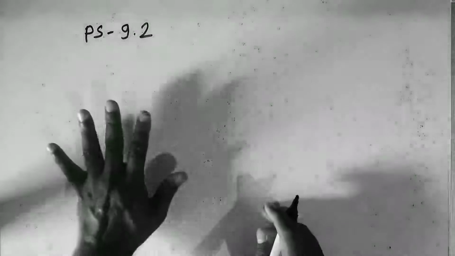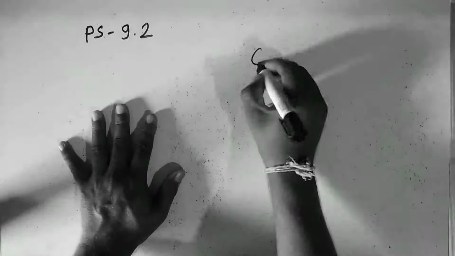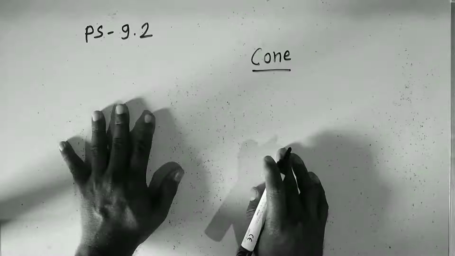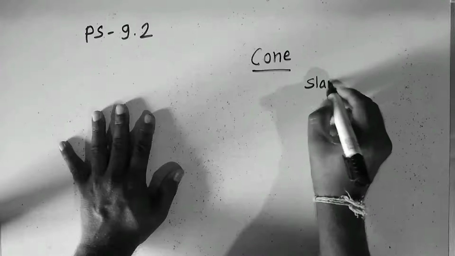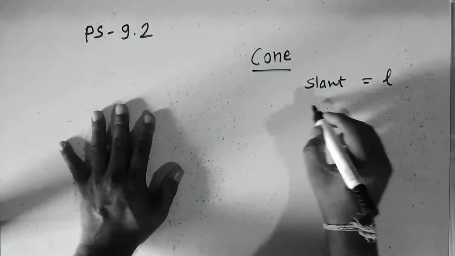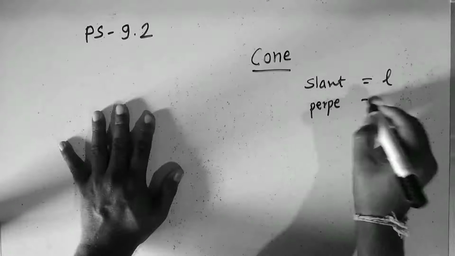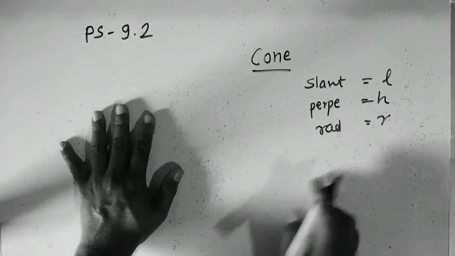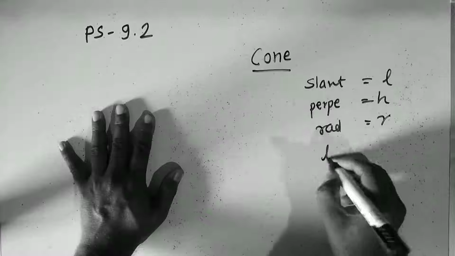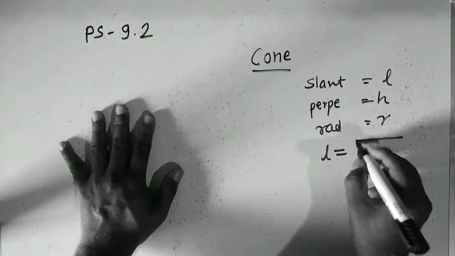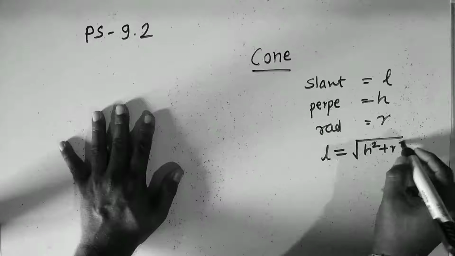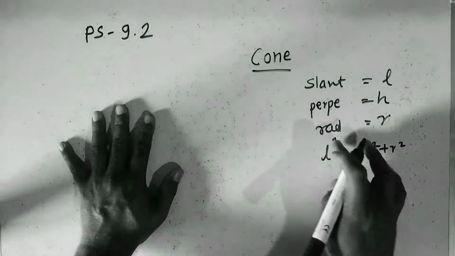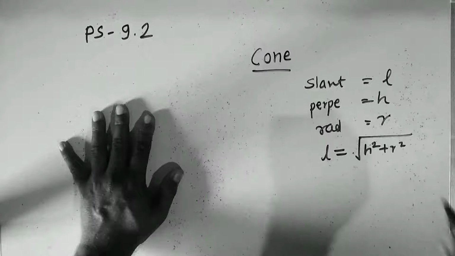Students, as we studied the cone, we have seen that a cone has slant height, which is called L, perpendicular height, which is called H, and the radius of base, which is called R. I want to find the slant height, so I have a formula for it. L equals under root H square plus R square, because L square equals H square plus R square according to Pythagoras. I want to find only L, so I will apply the under root here.